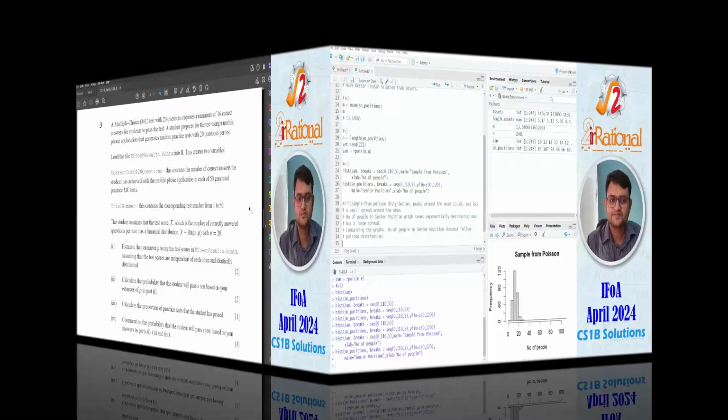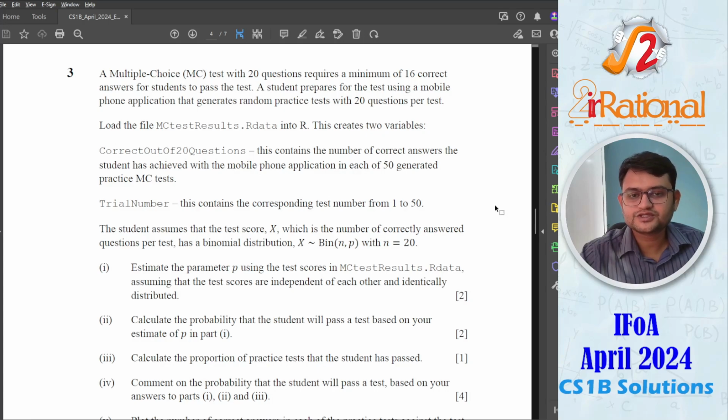Let's go to question number 3. A multiple choice test with 20 questions requires a minimum of 16 correct answers for a student to pass the test. A student prepares for the test using a mobile phone application and generates random practice tests with 20 questions per test. Load the file mctestresults.rdata into R. This creates two variables, correct out of 20 questions. This contains the number of correct answers the student has achieved with the mobile phone application in each of 50 generated practice MC tests. Trial numbers. This contains the corresponding test numbers from 1 to 50.